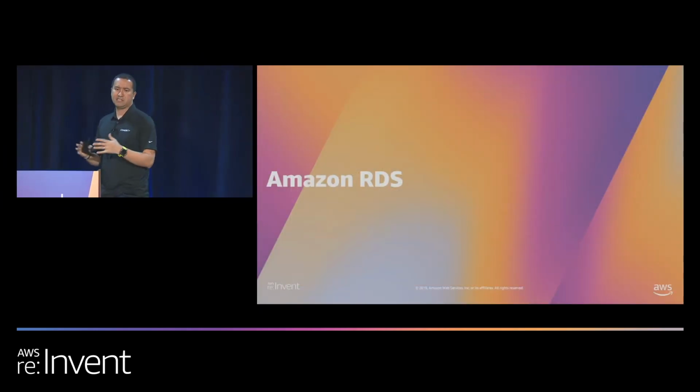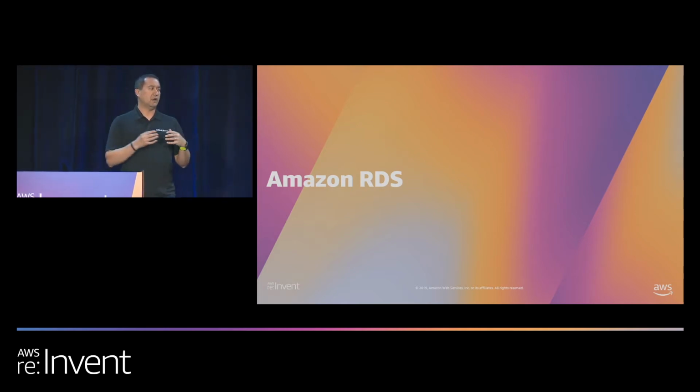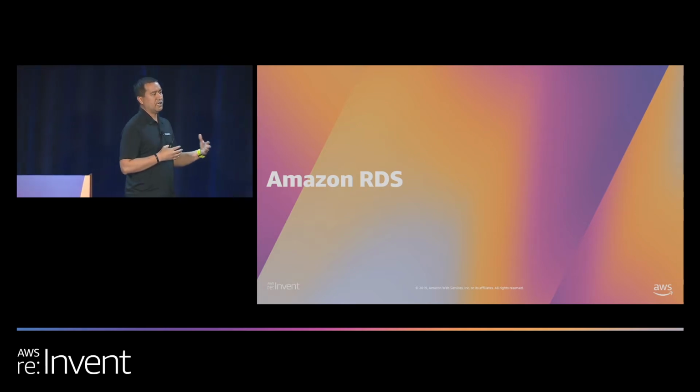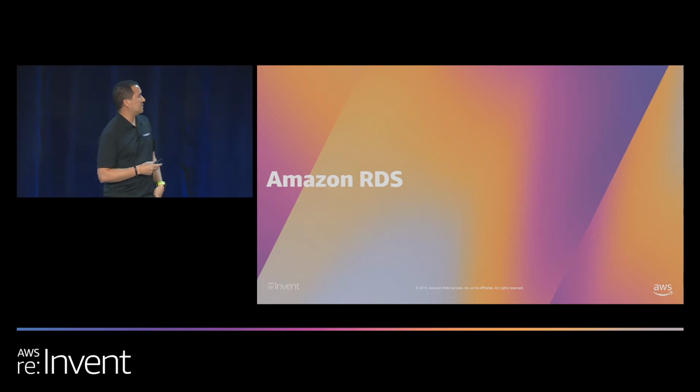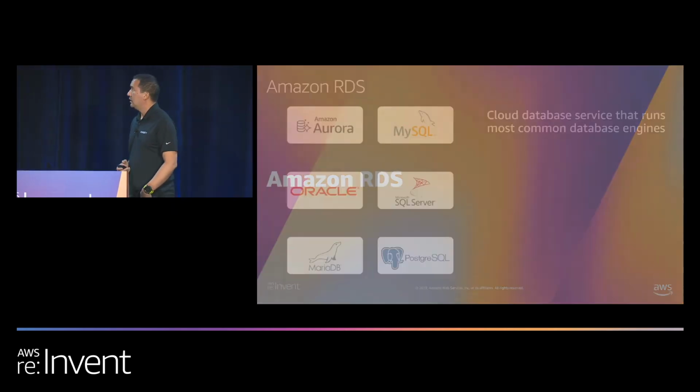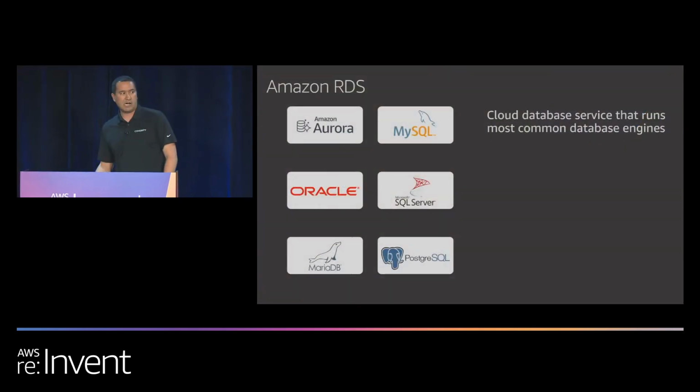So that gives a baseline, level setting of where RDS sits and where databases are. The focus is on Amazon RDS, which is probably the leader in databases, in PaaS services in the industry. There are 6 flavors that they offer.